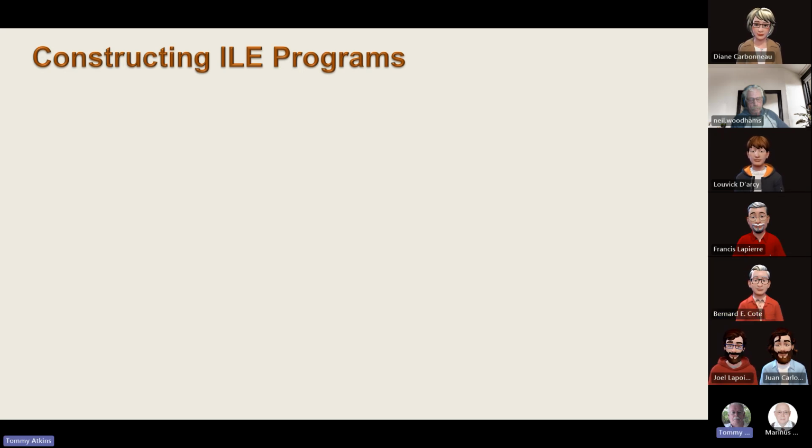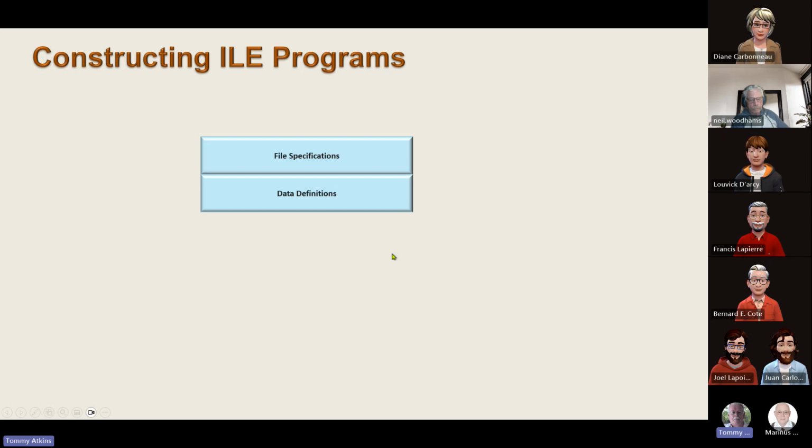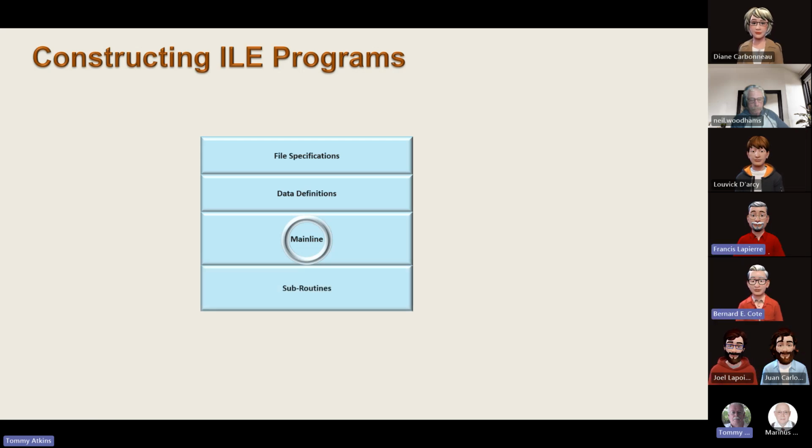Okay, let's see. How do you construct an ILE program? You agree with me? You have file specifications in your program, correct? Yep. You have data definitions in your program, correct? Yes. And you have a main line. Now, that little circly thing, I'll come back to that. And you also have subroutines. You agree with me? Yes. Okay. Now, that little circly thing there is the RPG cycle. Here's a question, and I want you to answer carefully. Do you use it, or do you not use the RPG cycle?